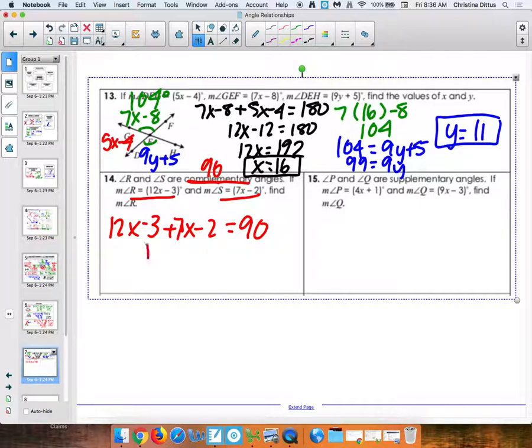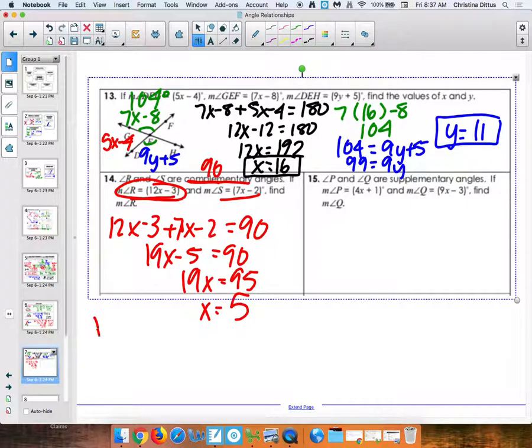I have 19x minus 5. So 19x equals 95, which means x is 5. That's nice and all. I want angle R. Plug it in, angle R. 12 times 5 minus 3. How much is angle R? 57. Good.